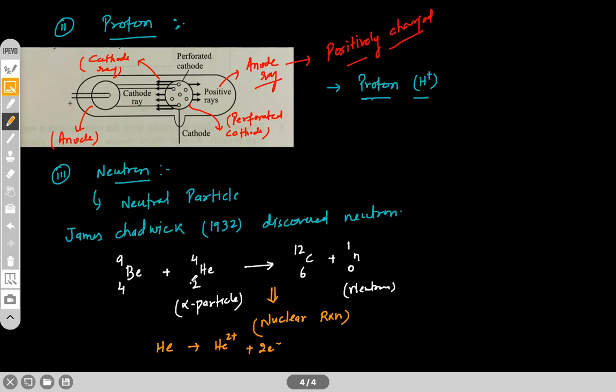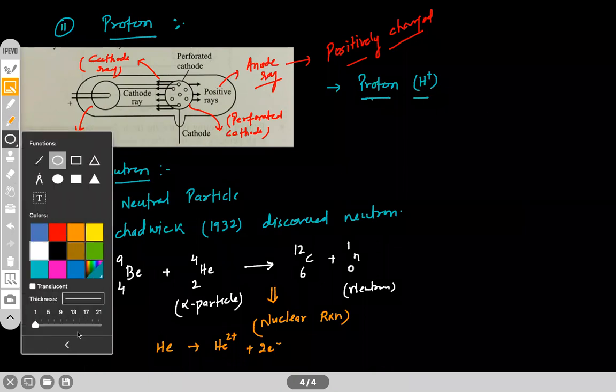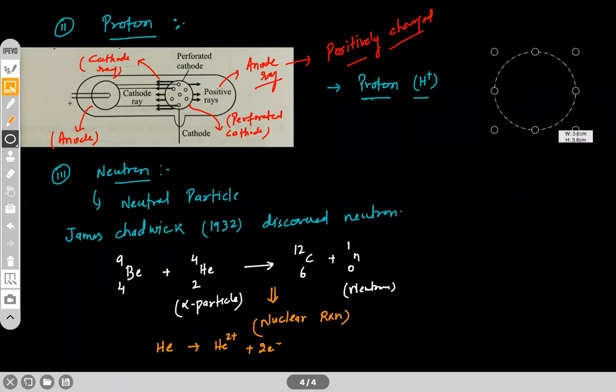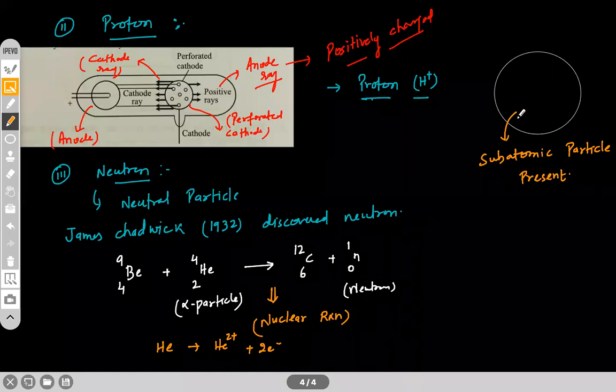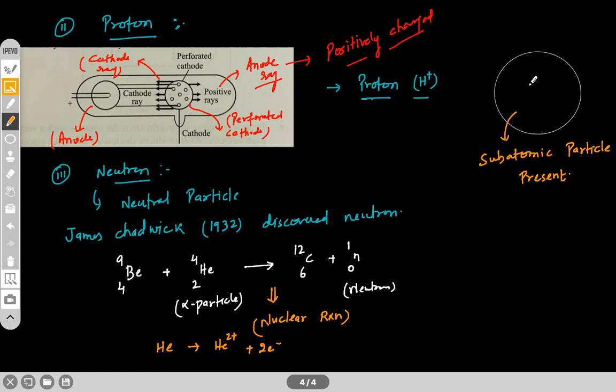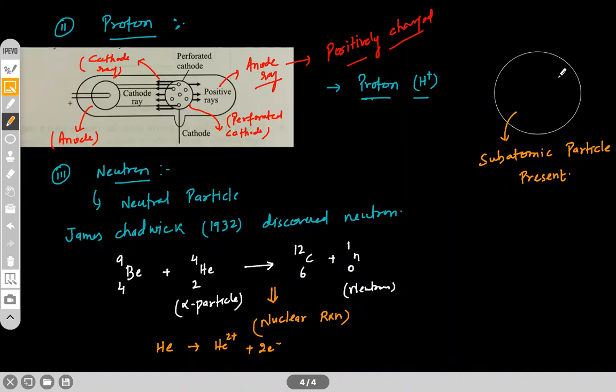Got it? Now, till now what we know is that we have an atom, and within this atom there are various subatomic particles present. But how are they arranged, meaning where are the electrons present here? Where are the protons? Where are the neutrons? How these subatomic particles are arranged within an atom, that we do not know.